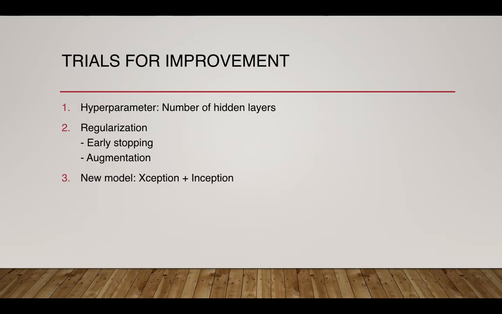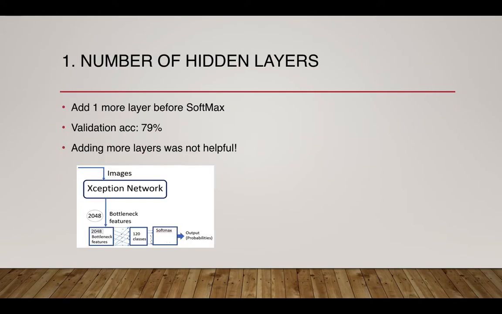So after doing this, I started my trials for improving the performance. These are the main three steps I have taken. I have played around with them, and I'm going to go over them one by one. The first one is changing the hyperparameter, which is the number of hidden layers. Initially, as shown in this figure, only one fully connected layer was implemented before the softmax output, right here, which gave us a validation accuracy of 82%.